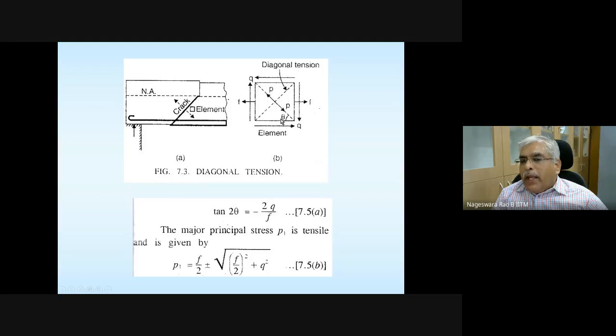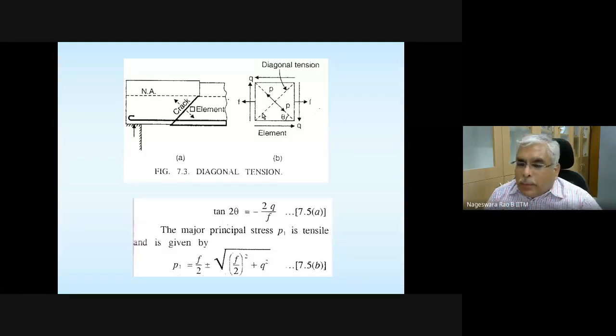And a plane which is perpendicular to this 0 plane is going to be at 90 degrees. So this dashed line, if theta is equal to 0, is going to be vertical. Or in other words, at the midspan, if at all a crack is going to form, it's going to be forming almost perpendicular to the length of the beam.